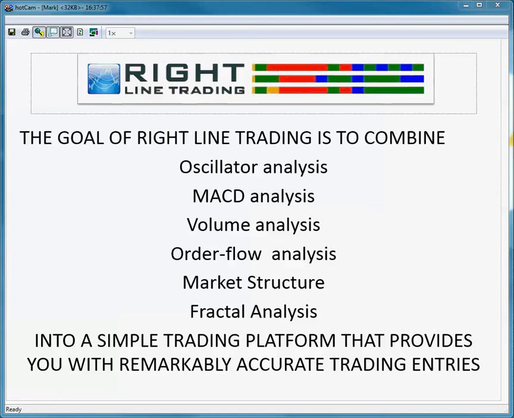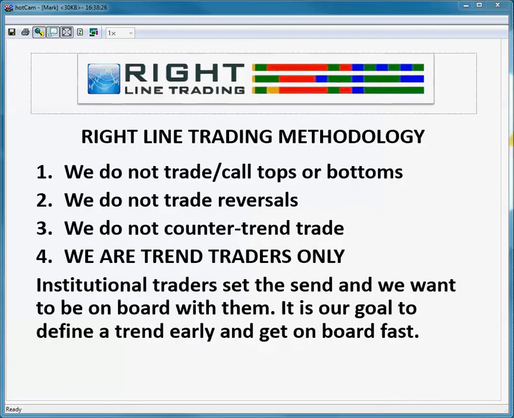We do this by looking at oscillator analysis and MACD analysis. We no longer look at volume analysis; we look at order flow analysis. And we look at market structure, and we look at fractal analysis. What I've done is place that into a simple trading platform that provides you with remarkably accurate trading entries.